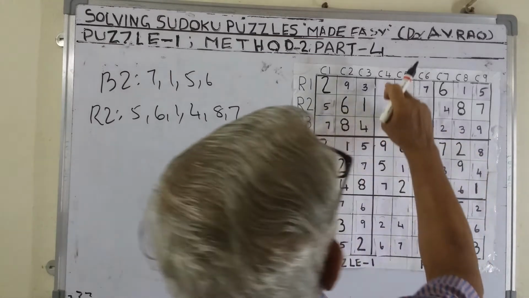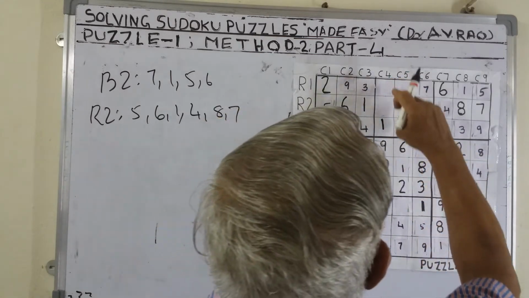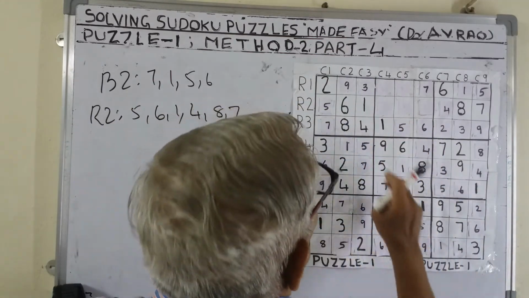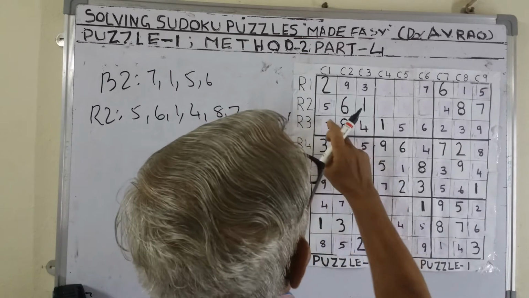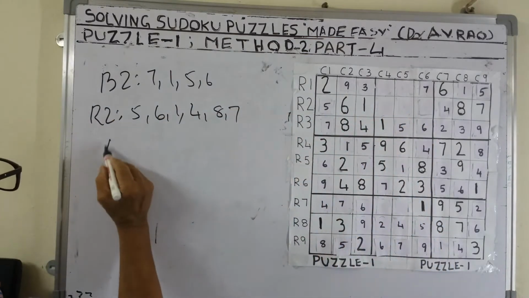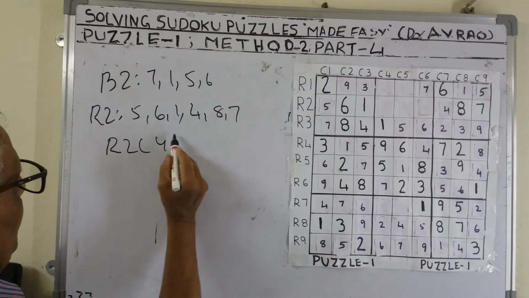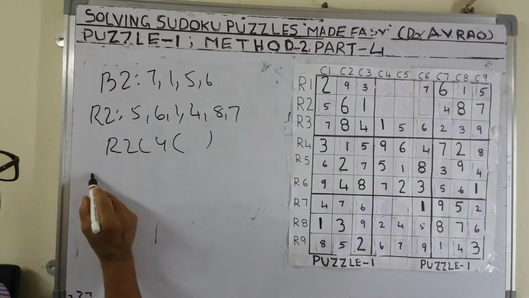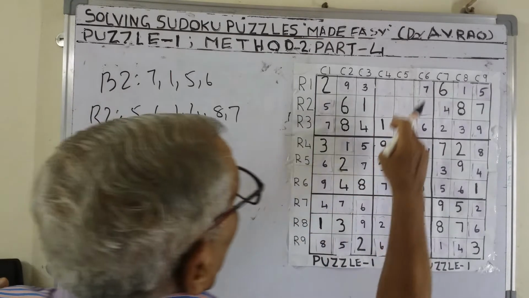Okay. So let us take column C4. Let us take cell R2 C4. It must be filled. So C4, what are the numbers that are present?